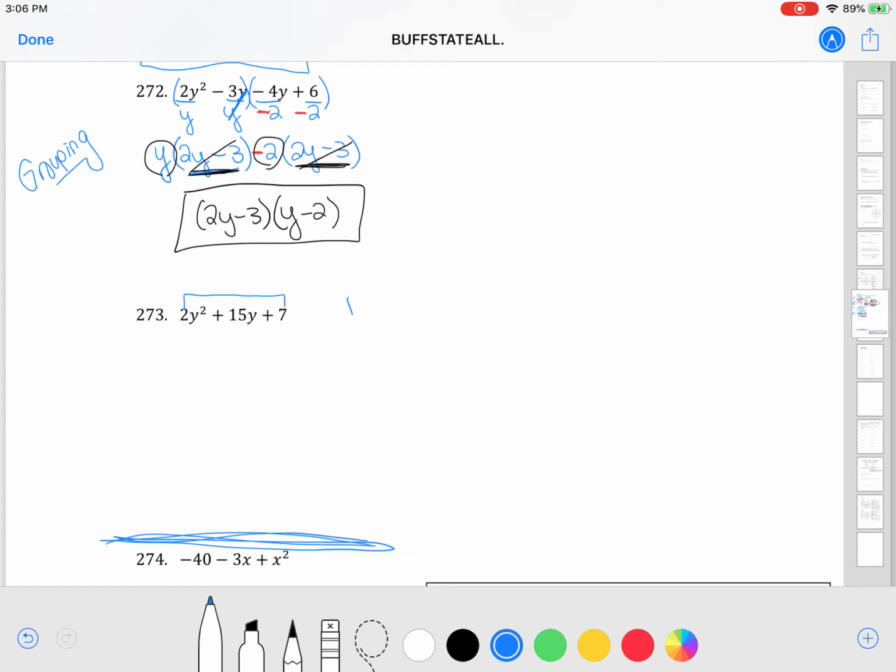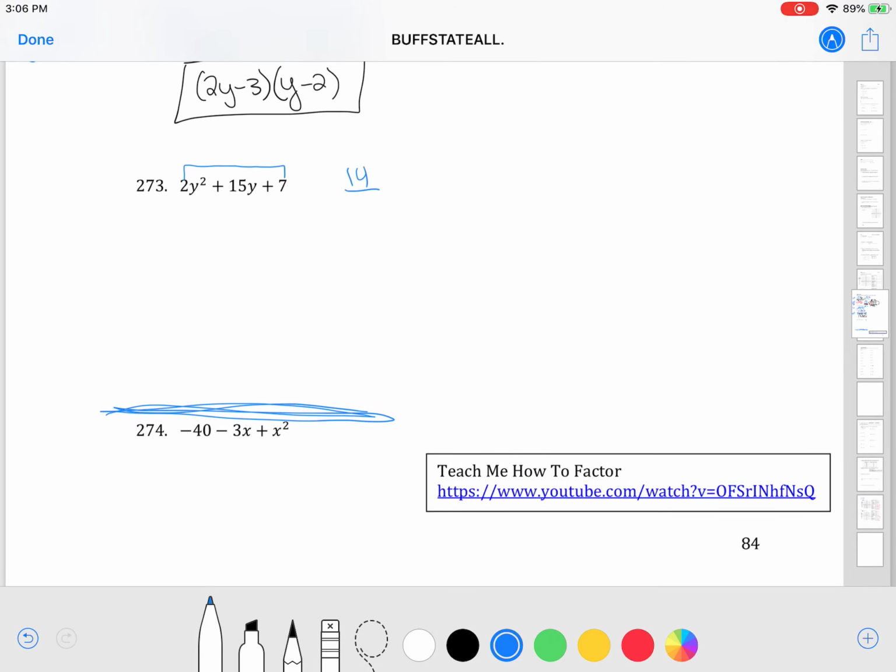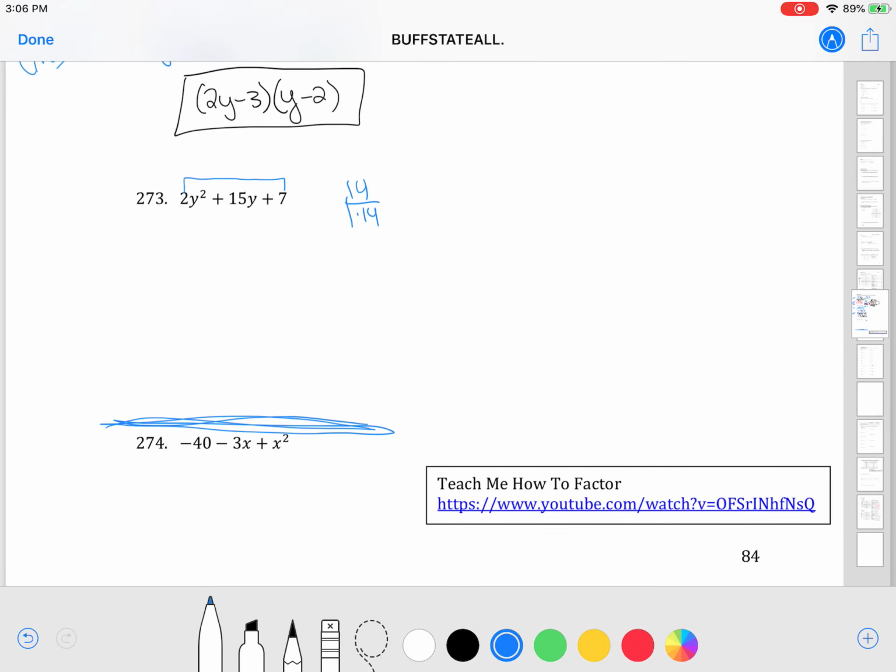So I start by doing A times C, which is 14. Okay, I list my factors of 14 off to the side, so 1 times 14 and 2 times 7. Of that list, I now have to pick the pair that also adds to a positive 15. So take a second to try and figure out what that pair is going to be. Hopefully we get 1 and 14.